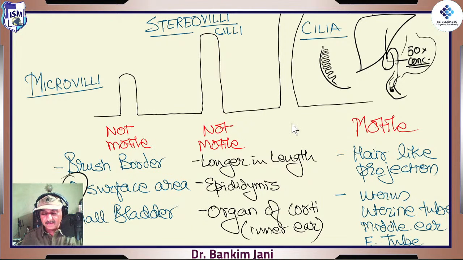By increasing the surface area, we are giving more chance for the process, right? So it is like a brush border. It increases surface area, and you see it in the gallbladder, right, over here.